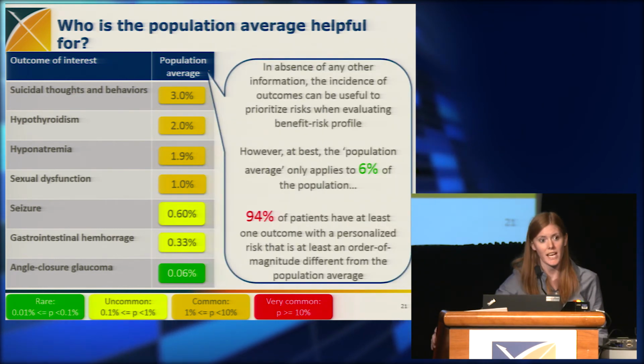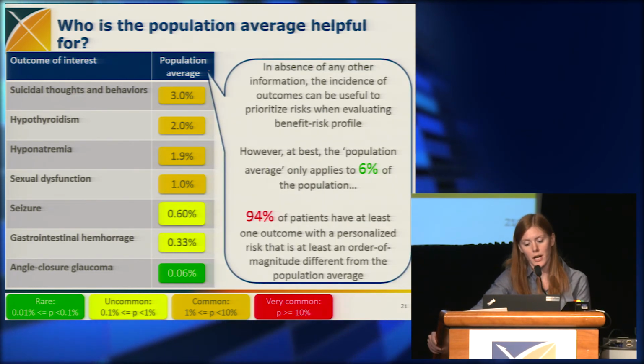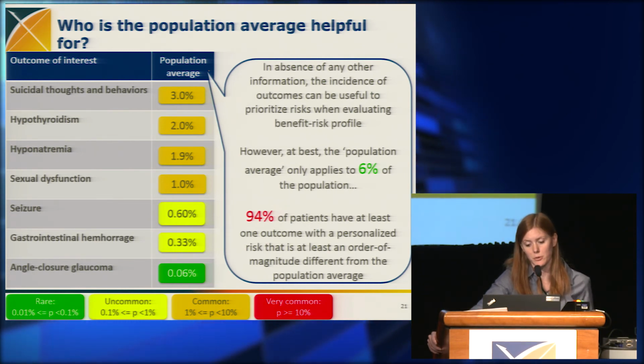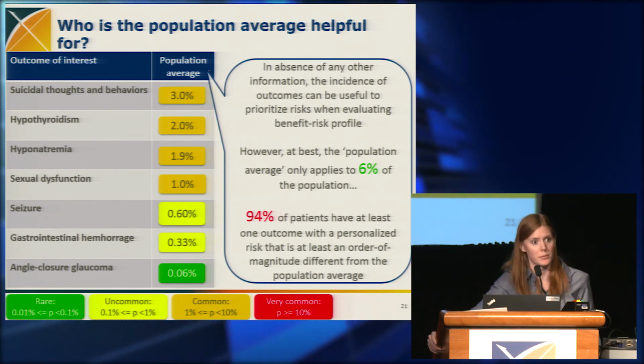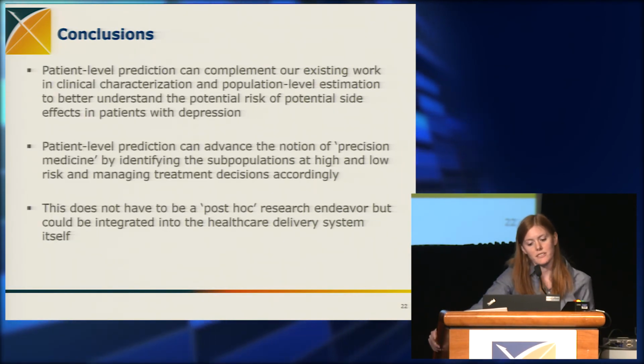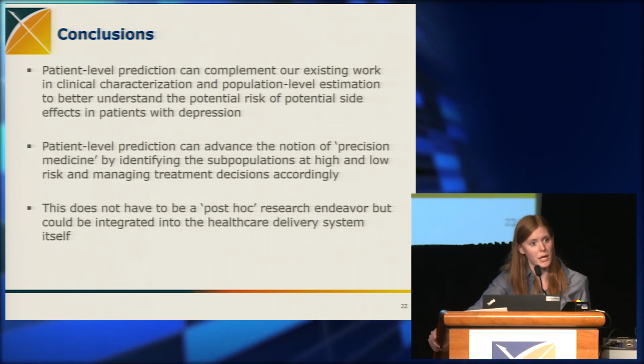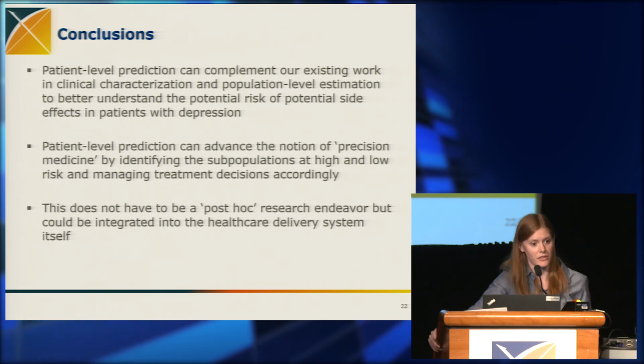In fact, when we looked at everyone in our target population, 94% of them had a risk profile that deviated from the population average. So 94% of people had at least one outcome with an order of magnitude different from the population average. So what does this tell us? Well, it's telling us that we could use the patient level prediction to complement our characterization and our population level estimation. The example I've given you is in potential side effects of depression, but this could be applied to a range of different disease areas.